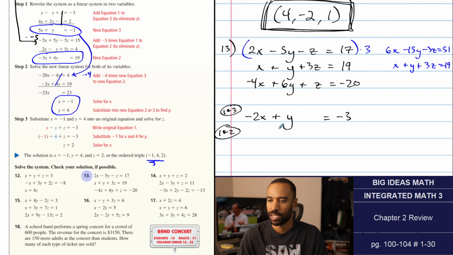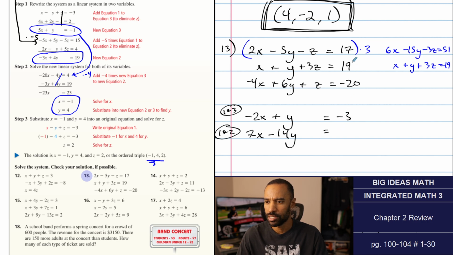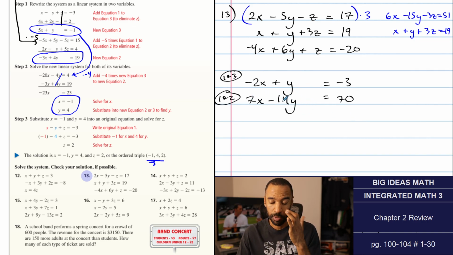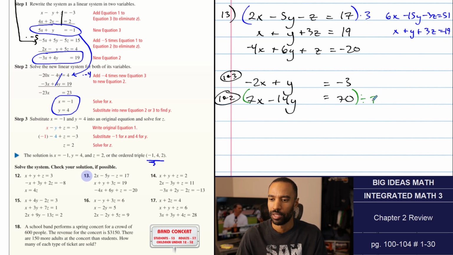6x plus x is 7x. Negative 15y plus y is negative 14y. The z's are gone, and 51 plus 19 is 70. What I also see in this bottom equation is everything has a multiple of 7. So if I divide everything by 7, it'll just get a cleaner look for me. Divide by 7, I'll get x minus 2y equals 10.